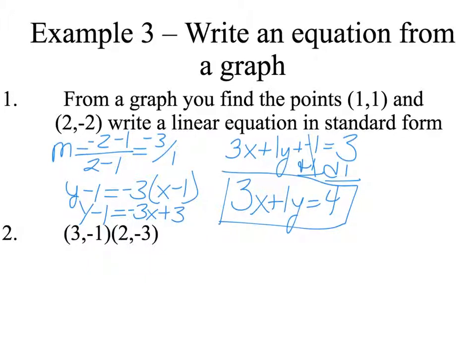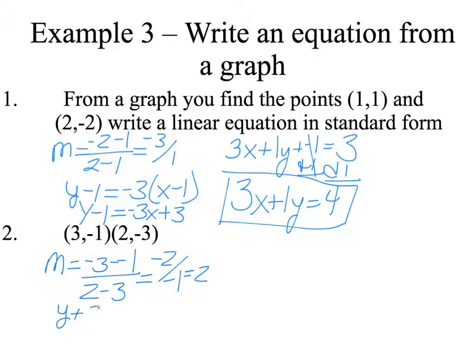Looking at number 2, we're going to find our slope. It's going to be negative 3 minus a negative 1 over 2 minus 3. That's going to give me negative 2 over negative 1, or a slope of 2. Plugging that in point-slope form. Again, pick either ordered pair. I'm going to use the 2 and the negative 3 this time just to change it up a little bit, but it honestly doesn't matter.